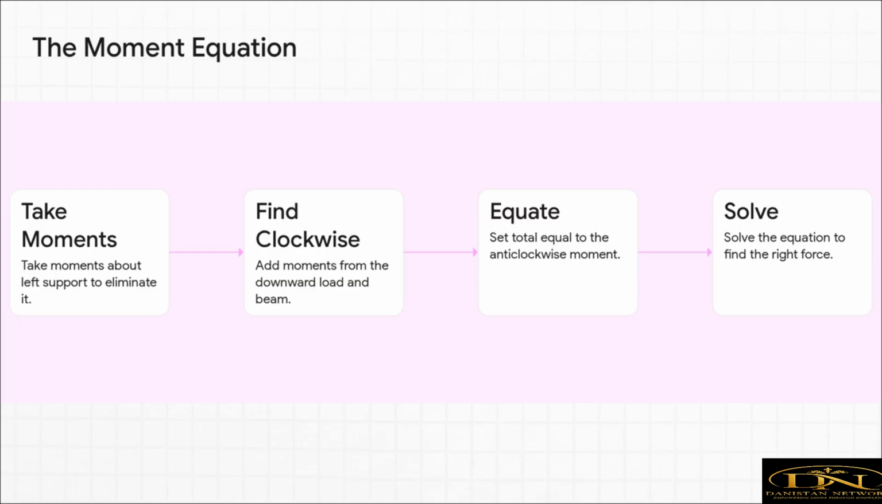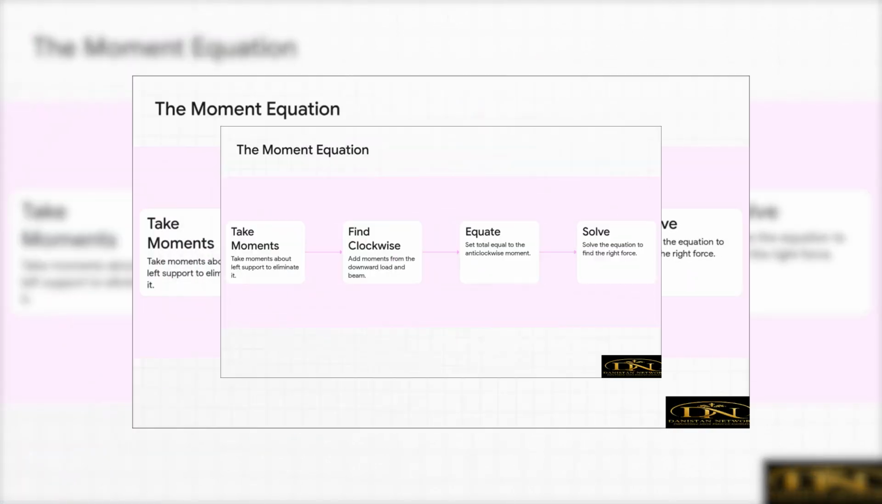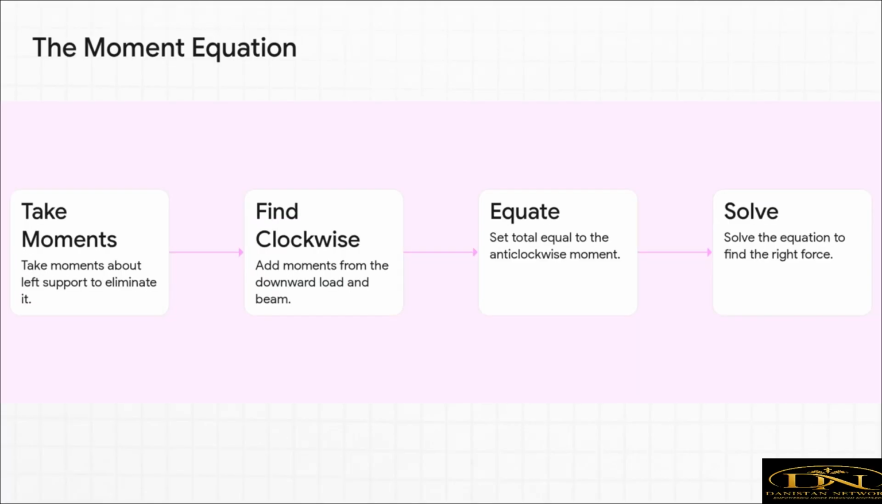So we add our clockwise moments. That's the 10-Newton load plus the beam's own weight, which totals 11 Newton meters. We set that equal to the anticlockwise moment of the right support, which is the unknown force, R2, times its distance of 2 meters. So R2 times 2 equals 11. Simple division tells us R2 has to be exactly 5.5 newtons.